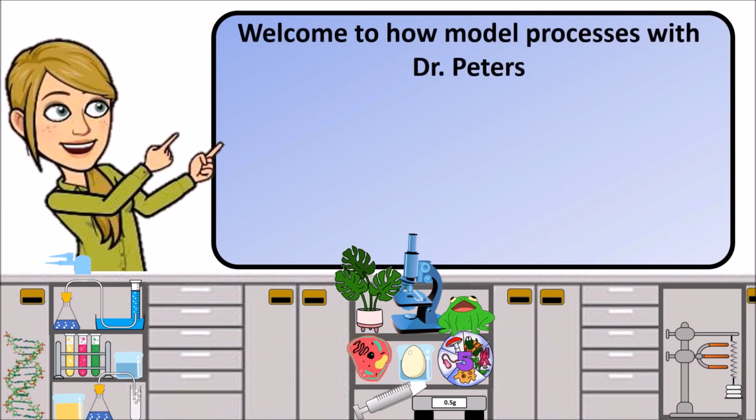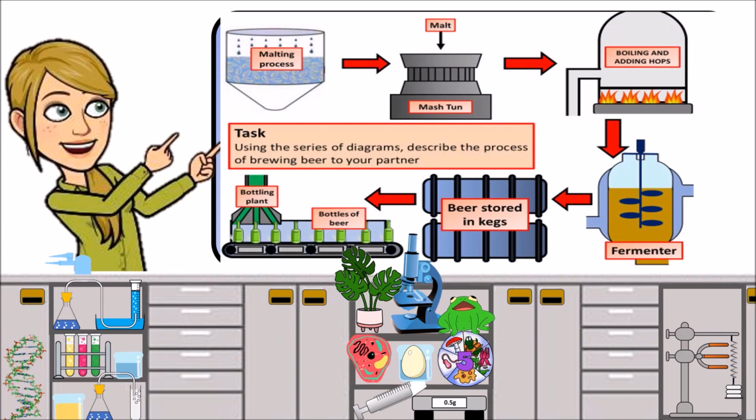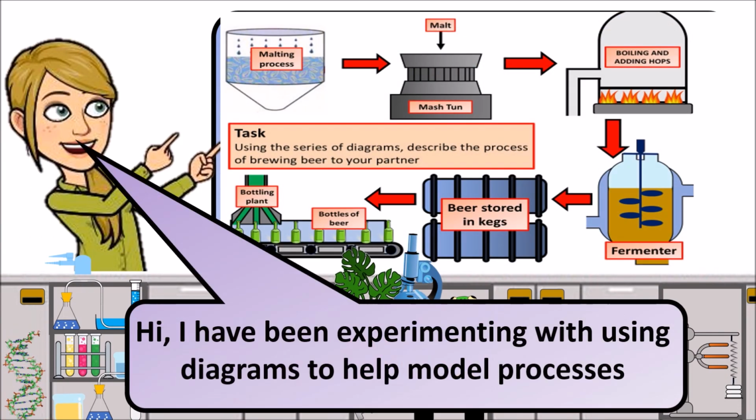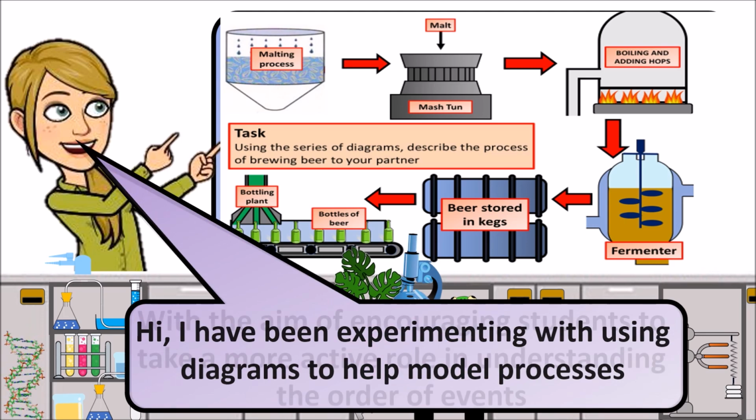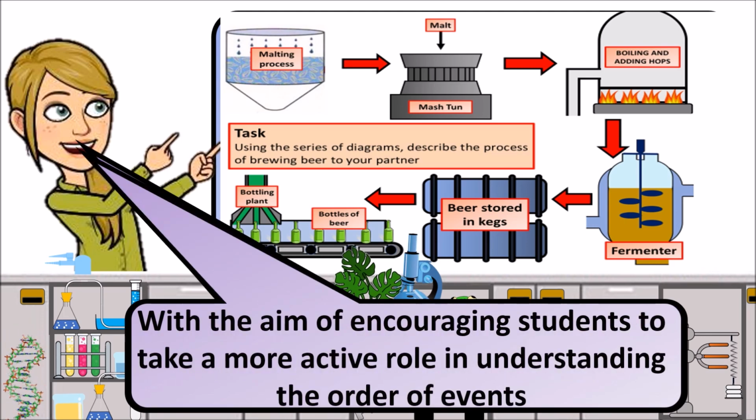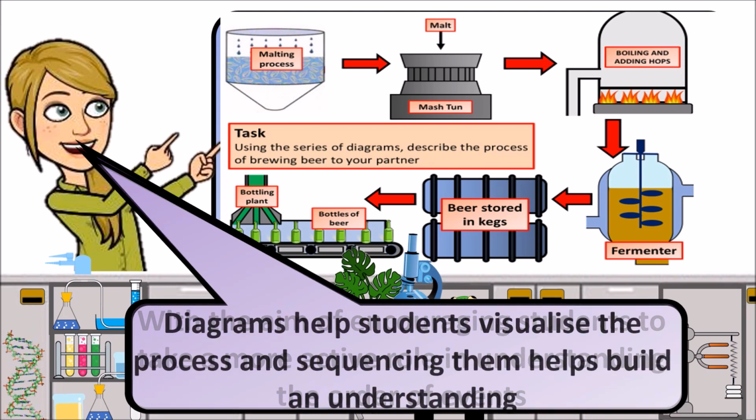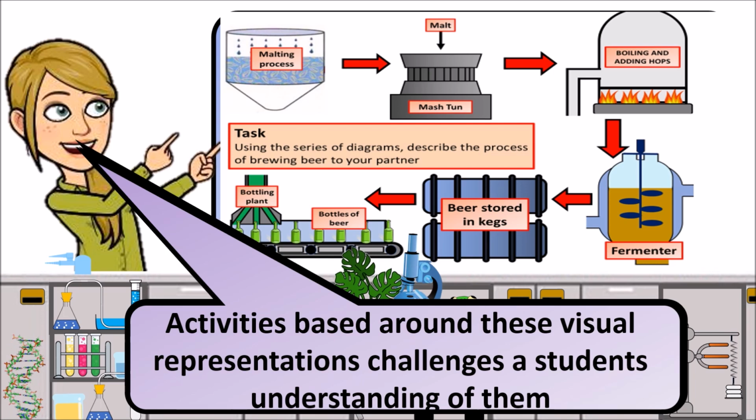Hi, I've been experimenting with using diagrams to help model processes, with an aim of encouraging students to take a more active role in understanding the order of events in a particular process, rather than just learning the steps. Diagrams help students to visualise and understand the phenomenon we're learning about. By asking them to order the steps using diagrams, I'm making students question their own understanding of what each step involves, promoting a deeper understanding of the concept itself.